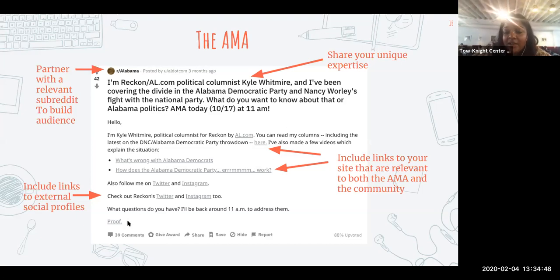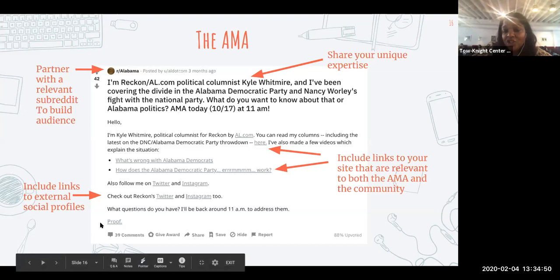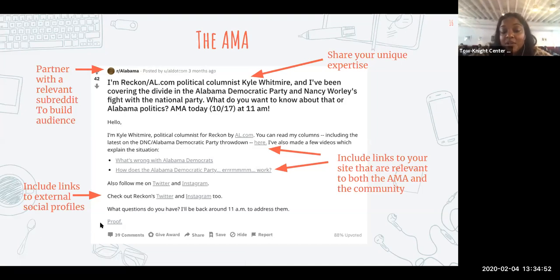Now, there's something down here, proof, that I want you to pay attention to. This is something that everybody does when they do an AMA. Some people will do a picture with their dog, a picture with their sign, whatever. It's just meant to show that you're really there and that it's really you doing it. I think a lot of people wonder, if it's a celebrity, would that just be their PR person? No, this shows that that person is actually there doing it. So that's kind of interesting.